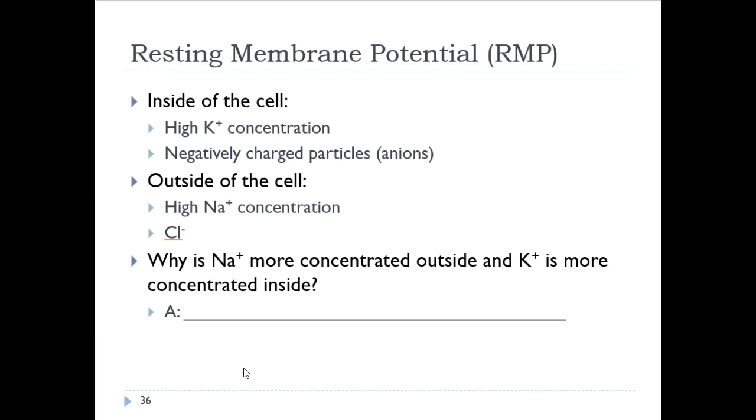So, quick recap. Inside the cell, there's a high amount of potassium. Negatively charged particles, those proteins, are going to be in there. On the outside, there's going to be a high amount of sodium. And there's also going to be some chlorides, but not enough to do anything. So why is sodium more concentrated outside and potassium more concentrated inside? The answer is the sodium-potassium pump, and we're going to do an activity in class that will bring back why there's so much sodium on the outside and so much potassium on the inside.